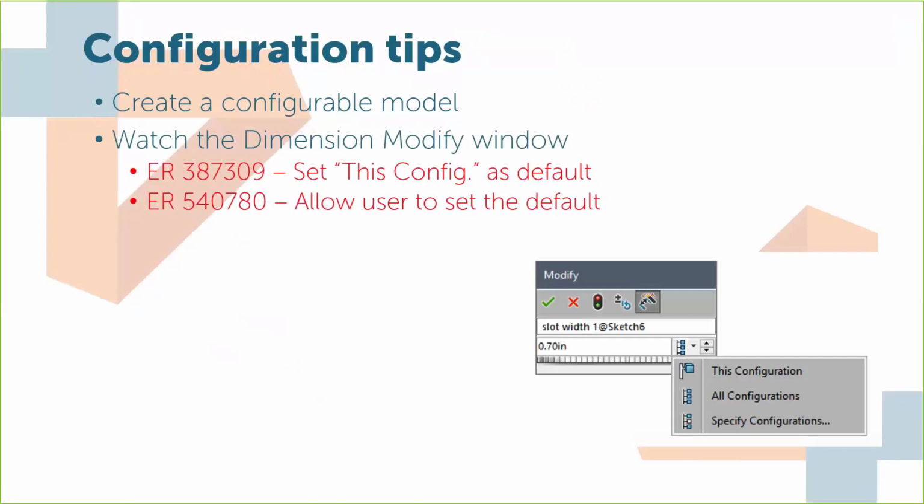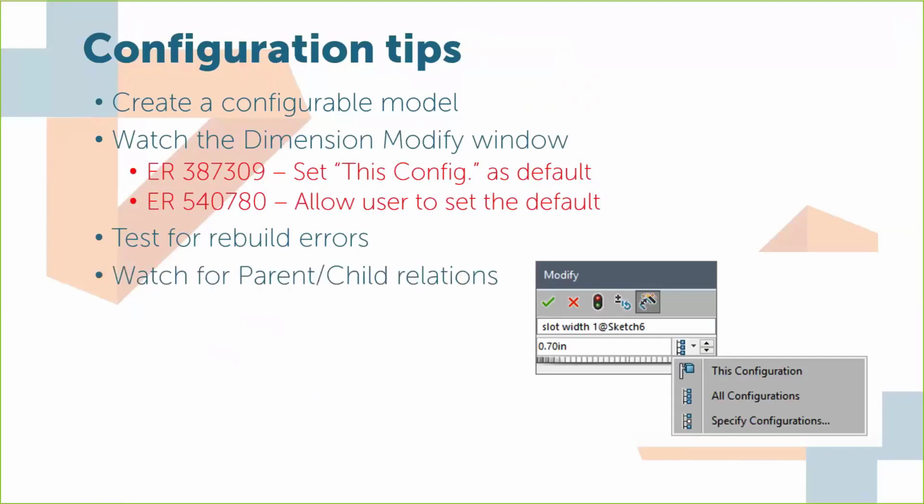So again, it's one of those things that maybe it only bothers me, and that's why these haven't been implemented. I don't think that's the case, but again, just watch that dimension modify box. Test your part for rebuild errors, because in the end, that's all configurations are doing: changing dimensions, changing features, and rebuilding your part. So you need to make sure that you've got a nice, robust part with some really good design intent into it. Watch those parent-child relationships.